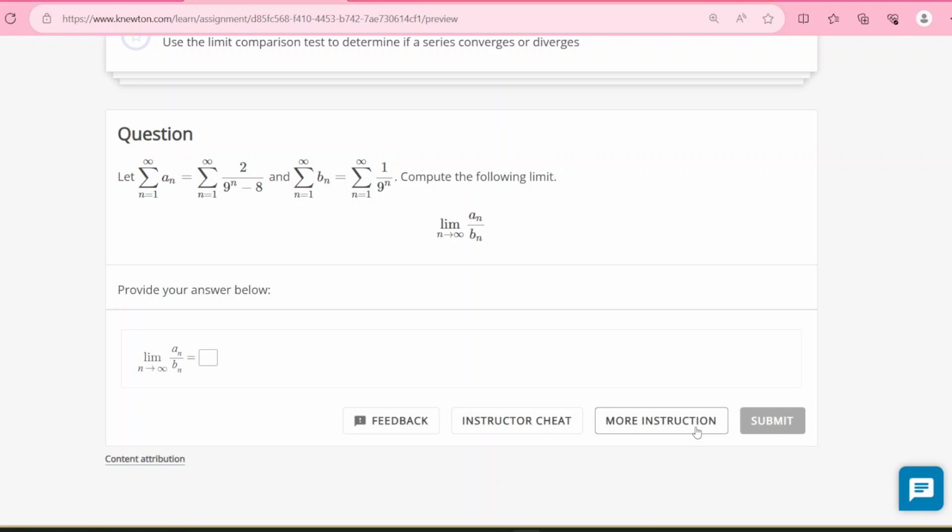But you will have a more instruction button. So if you're ever struggling with a topic or a question, click on this and it will take you to a page with further reading to do or videos to watch or both. And then it'll give you questions related to that instruction. And you can, every time this button comes up, click on it and work through the assignment that way. You can do this every single problem. And there's absolutely nothing wrong with that.